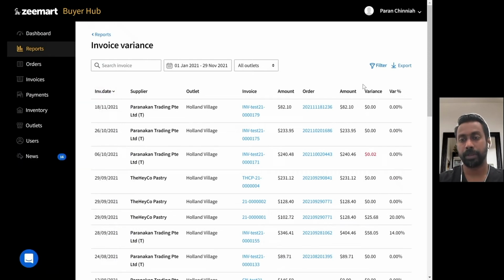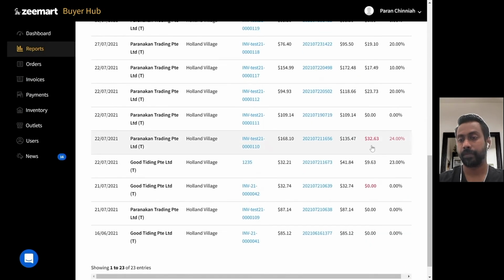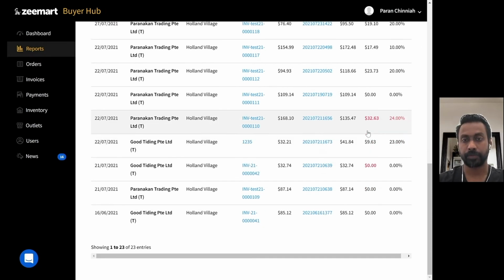So in this example, a rate means that the invoice is higher than the purchase order. So in this case, there's 2 cents variance. You may also scroll down and look at bigger variances. For example, in this example, there's $32.63 variance, which is equivalent to 24%. So what was delivered was 24% more than what was ordered. This could lead to wastages.